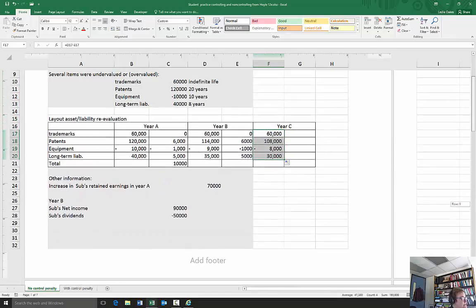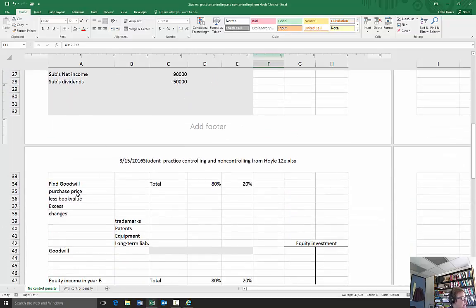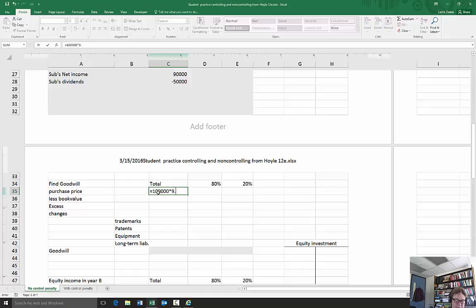So what else could we do after we've set up that table? Well, we have to look for goodwill. So let's find the total purchase price. Well, that was 100,000 shares times 9.75. That's 975,000. And 80% of that is the amount that the controlling parent purchased, and 20% of that is the amount that was purchased by, or would be, the fair market value of the minority interest.